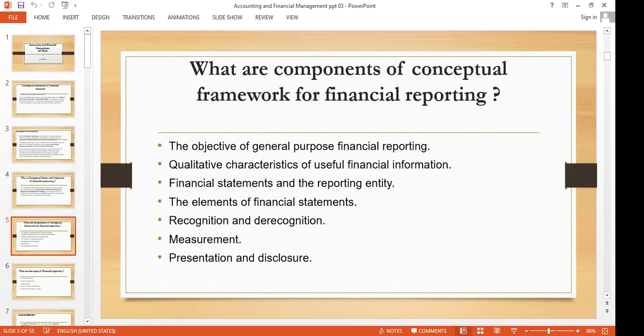The components used in it are: objective and general purpose financial reporting, qualitative characteristics and financial useful information, financial statements and the reporting entity, the elements of financial statements, recognition and derecognition, measurement, presentation and disclosure.